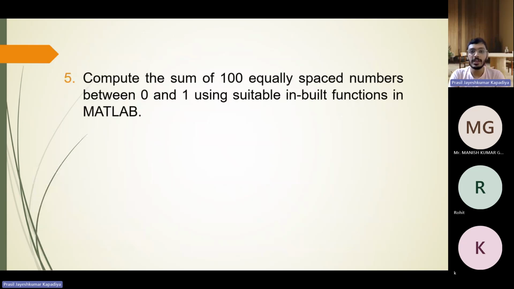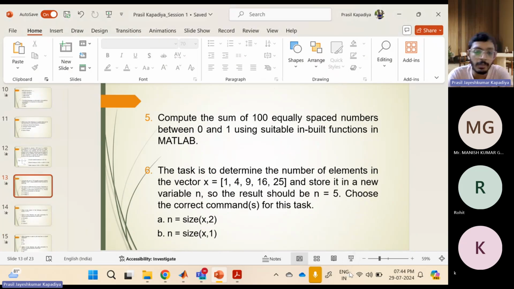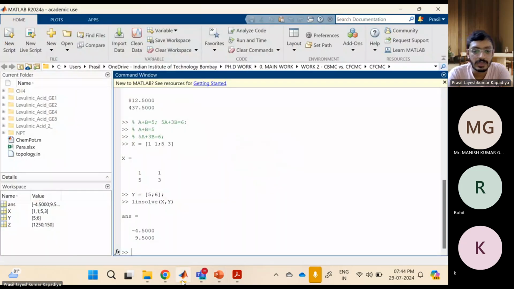compute a sum of 100 equally spaced numbers between 0 and 1. So first what will we do? We will be creating 100 equally spaced numbers. So how can I do it using the linspace command, right? I will write linspace between 0 and 1, so 0, comma 1 and 100 points. So let me call this matrix A. A is equal to this matrix.